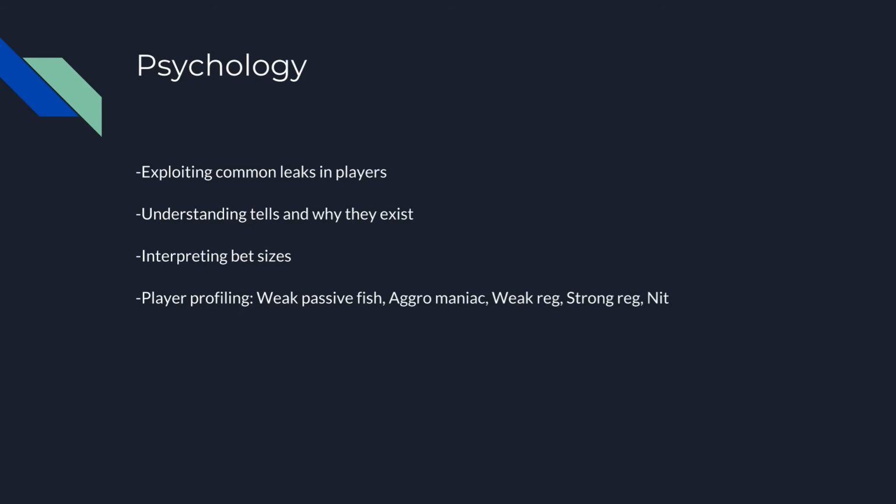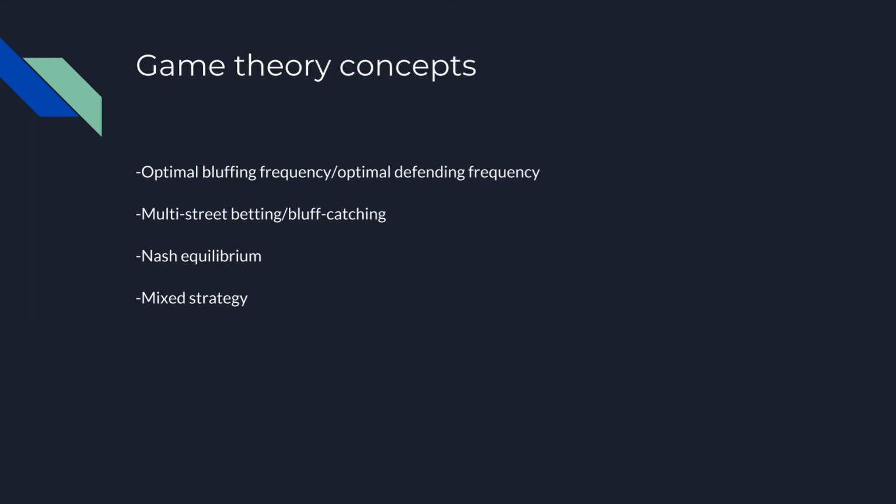So for example, if you see a passive weak fish making a large bet, it's typically going to be telling you that he has a strong hand. Whereas that's not true if you're against an aggro maniac. He could just be betting large as a bluff to get you to fold.